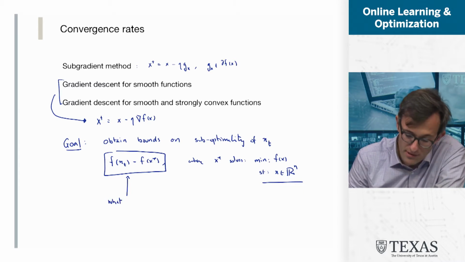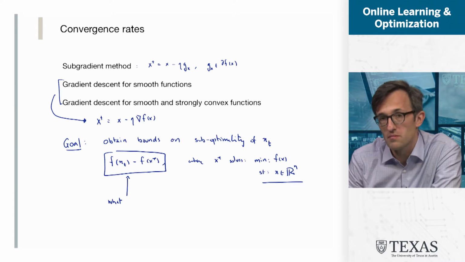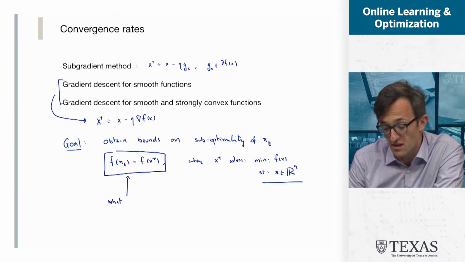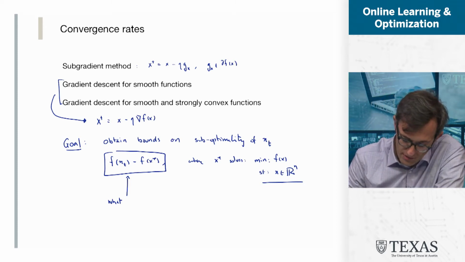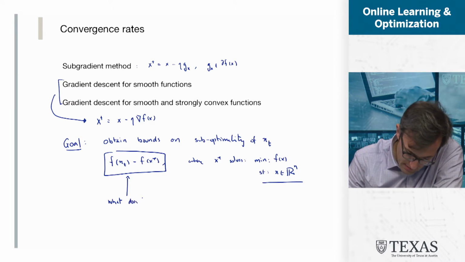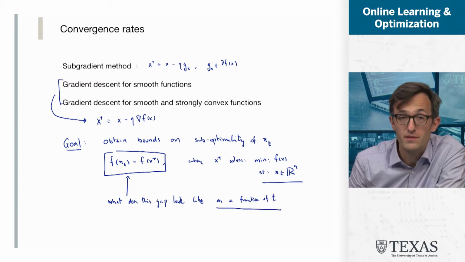of this gap. Note that this is always going to be greater than or equal to 0 because f of x star is the minimizer. For any value xt, f of xt is going to be greater than or equal to f of x star, so this is not negative. So I want to know what does this gap look like as a function of t, the number of steps that I've taken.